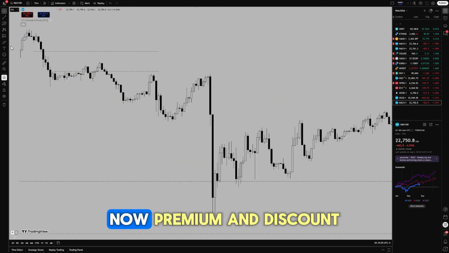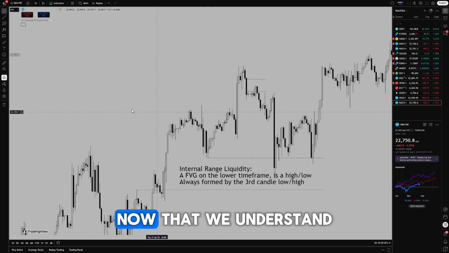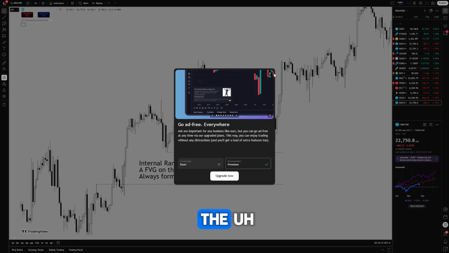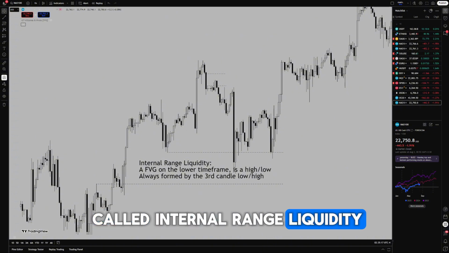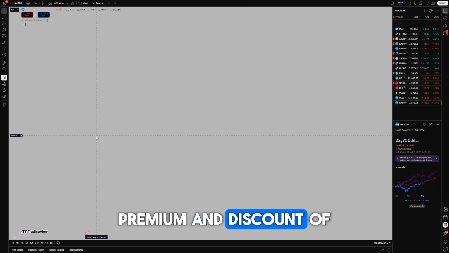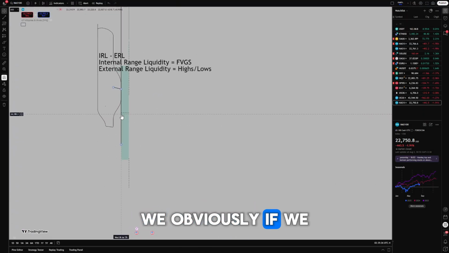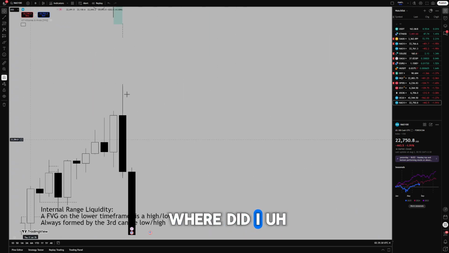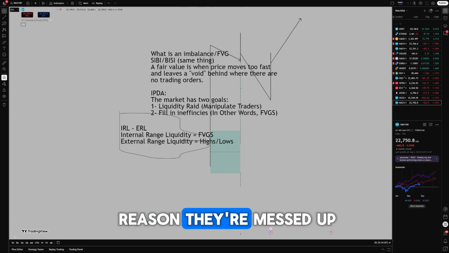Now, premium and discount of fair value gaps. Now that we understand the fractality of fair value gaps, and we understand that the third candle always offers liquidity, which is why it's called internal range liquidity, let's understand premium and discount of fair value gaps. Now, what is premium and discount? If you're an ICT trader, you should know that. Where did I put my drawings? Right there, right here. But for some reason, they're messed up.